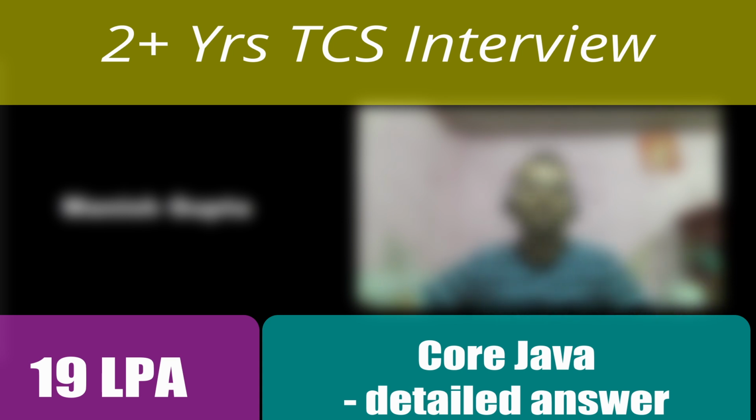So in Java, why is String immutable? Immutability ensures that once a string object is created, its value cannot be changed. So this property makes a string thread safe, meaning it can be safely shared among multiple threads without the risk of concurrent modification issues.